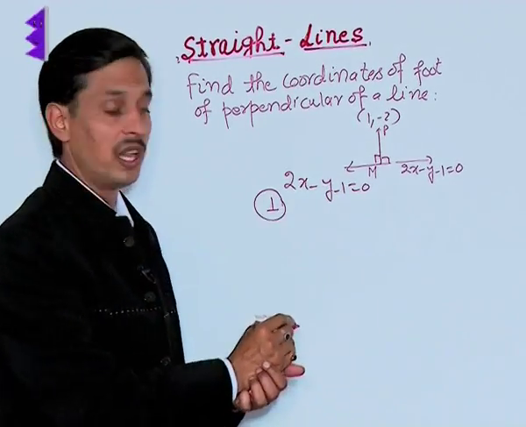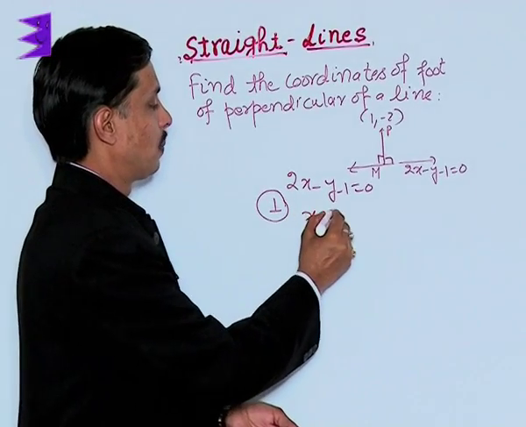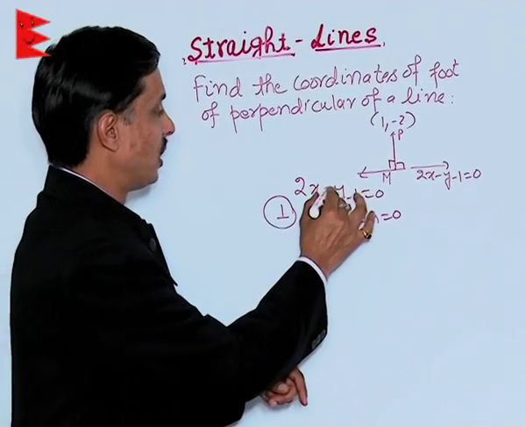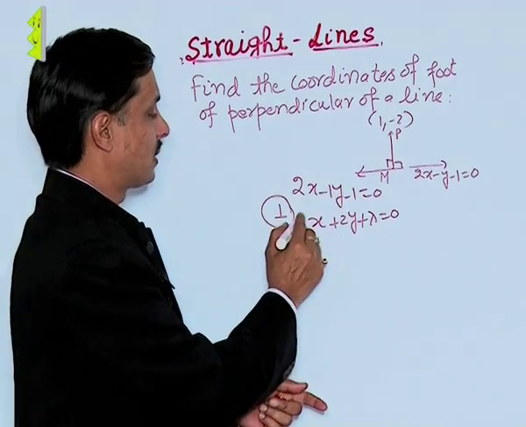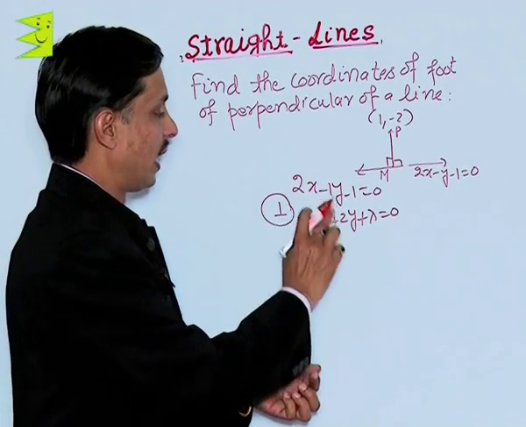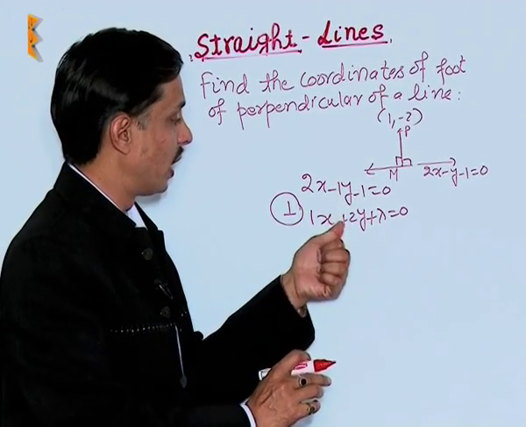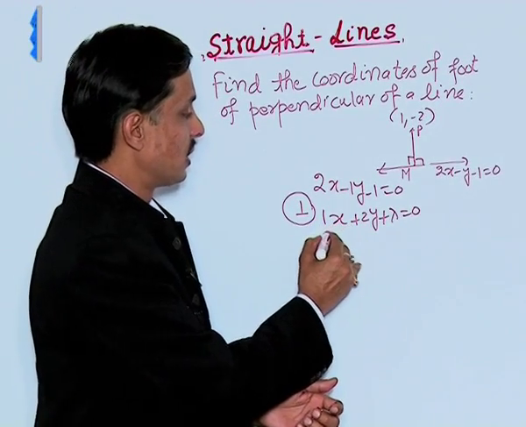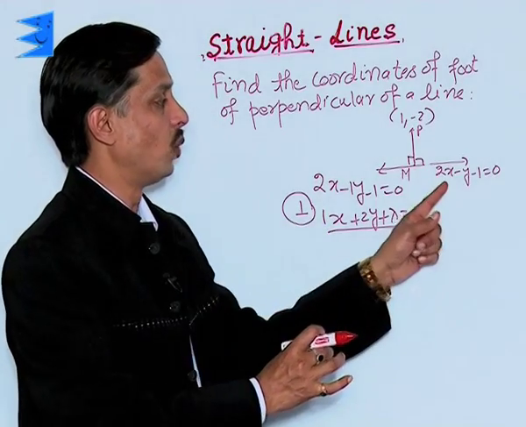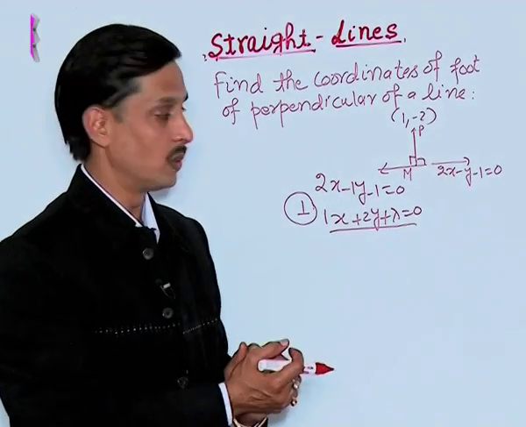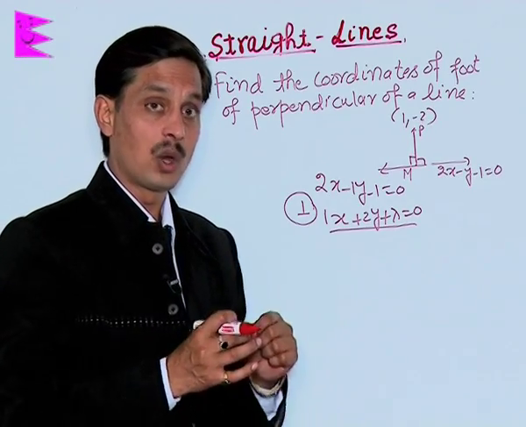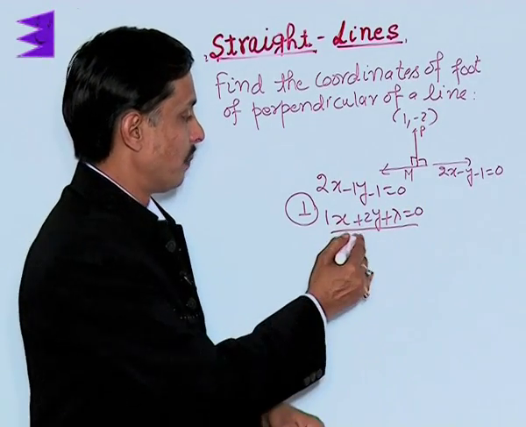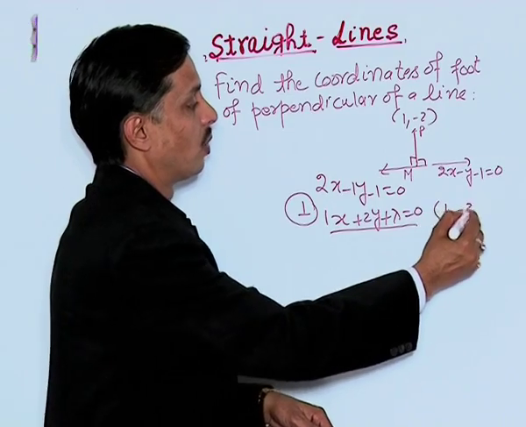The equation of any line perpendicular to it is x plus 2y plus lambda is equal to 0. Why? The coefficients will swap: 1 will go to x, 2 will go to y, this negative will become positive because the sign of y needs to be changed, and the constant will be replaced by lambda. This is the equation of every perpendicular on 2x minus y minus 1 is equal to 0. But we need the foot of the perpendicular from (1, minus 2), so this will be satisfied by (1, minus 2).